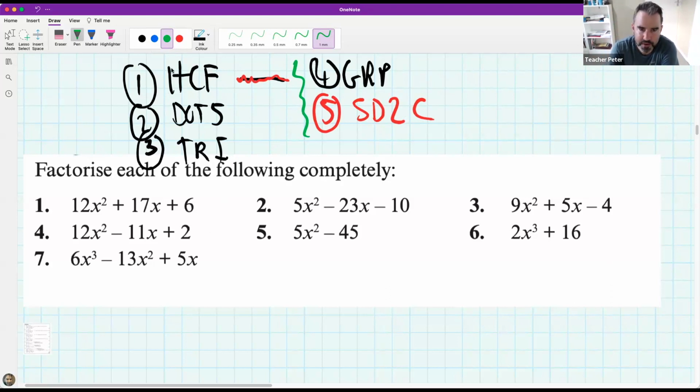Okay. Now, I want you to try and factorize number 5 for me. We might have to do this as a team. We might have to give each other some help. But I want you to do number 5 and tell me what technique you would start using for number 5.